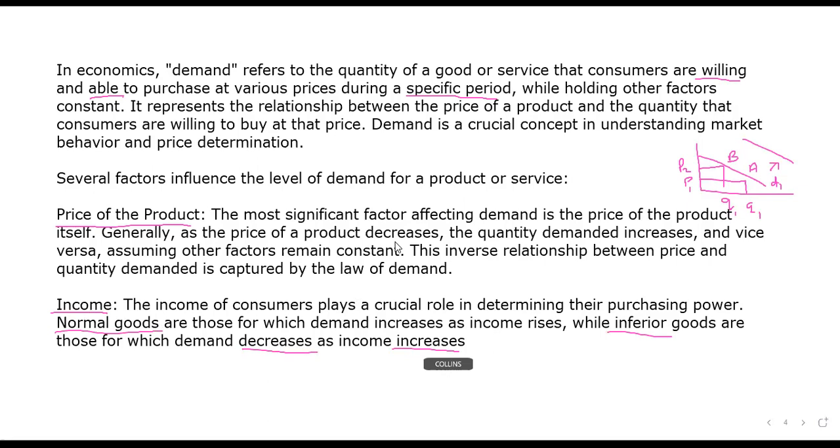All right. So, are we moving together? Are we together so far? Yes, we are. So now we go to the other factors that affect demand.